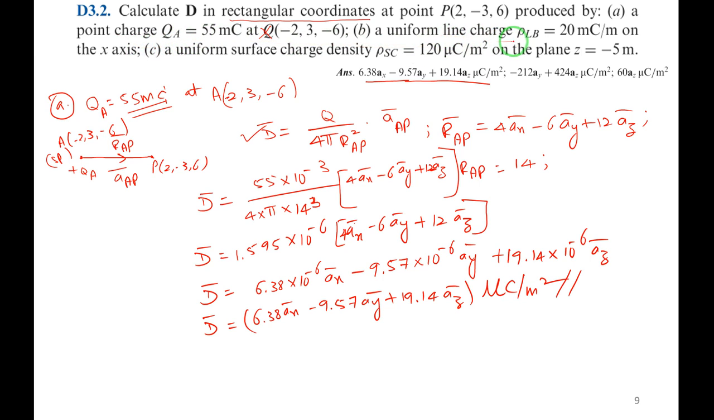A uniform line charge rho L equal to 20 millicoulomb per meter on the x-axis. So on the x-axis the line charge is there. X, Y, Z. On the x-axis means the entire x-axis.